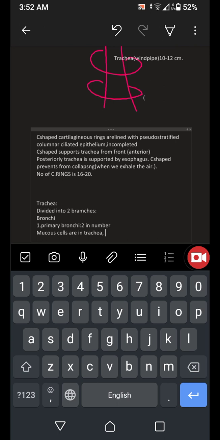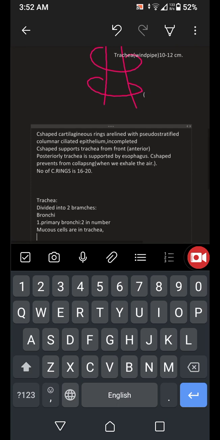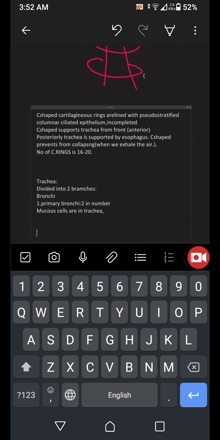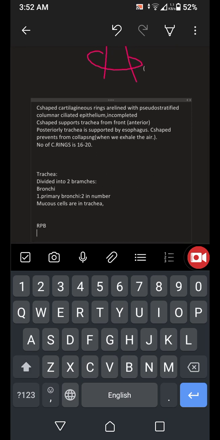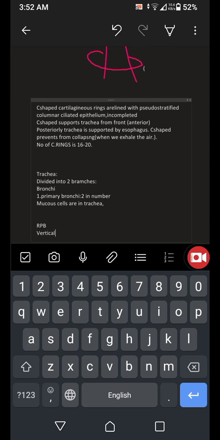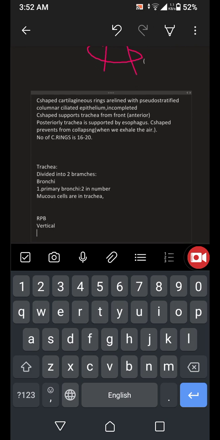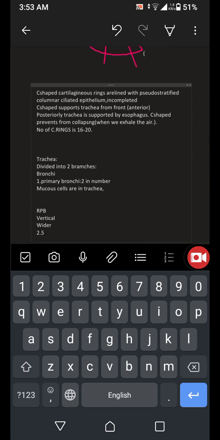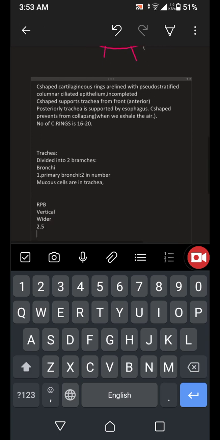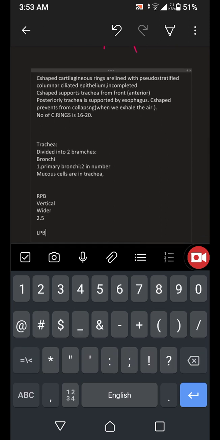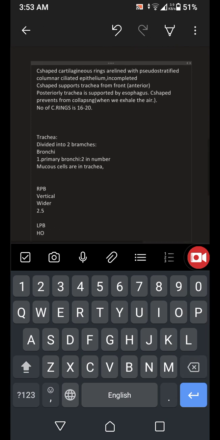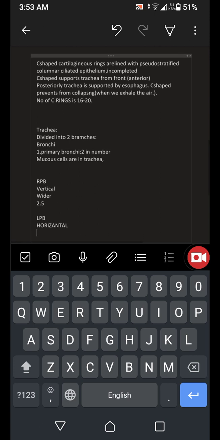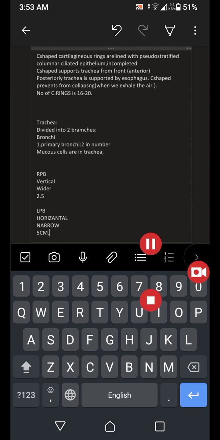The number of secondary bronchioles is 3 in right. Okay, and the right primary bronchiole is vertical and wider, and its size is 2.5. But the left primary bronchiole is horizontal and narrow, and it is of 5 centimeter.